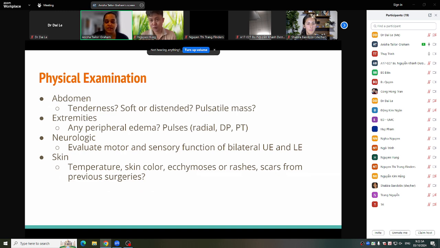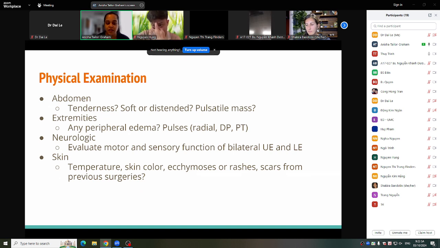The abdomen, is it tender? Is it soft or distended? Is there any pulsatile mass that you can appreciate that would make us more concerned for an abdominal aneurysm? When you're looking at the extremities, that's also important. Is there any peripheral edema that's noted or pitting edema? How do their pulses feel? In particular, looking at the radial pulse, the dorsalis pedis, and the posterior tibialis.